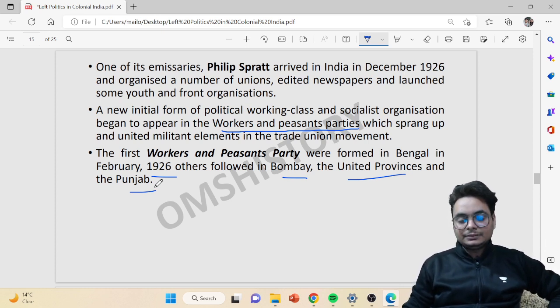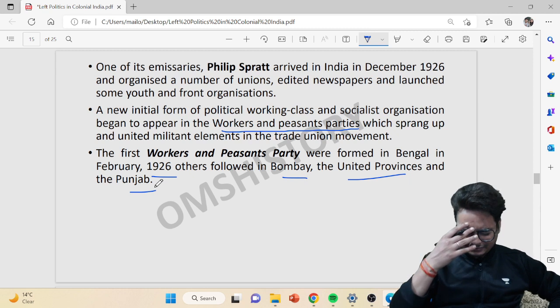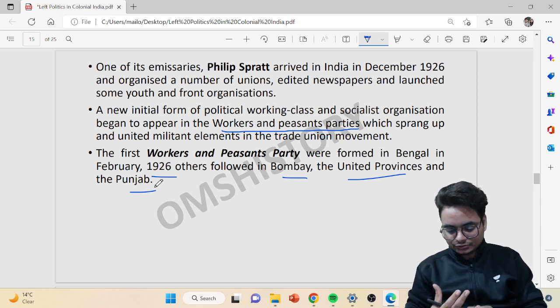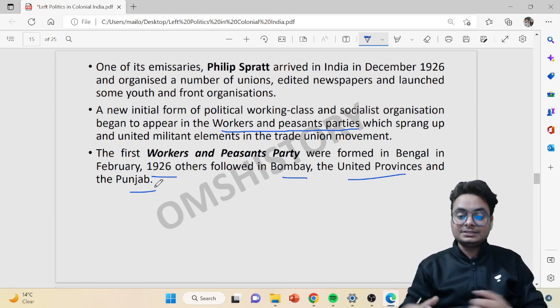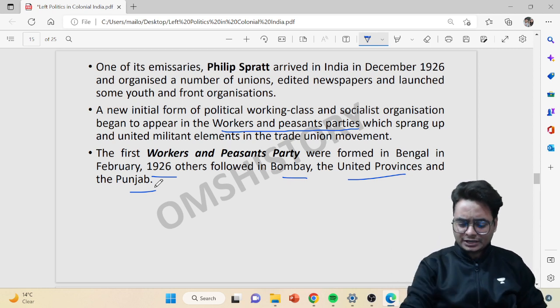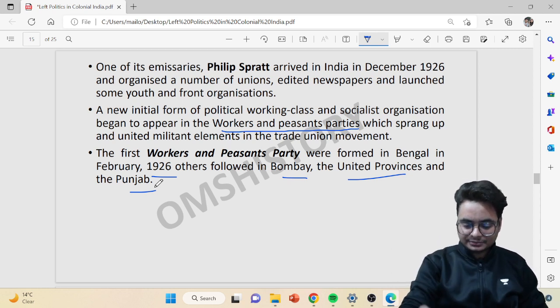In fact, you might have heard about one magazine called Kirti Kisan, or like, I'm forgetting the name of the magazine. Actually, it's not Kirti Kisan. I'll let you guys know in the next session what the magazine was. But for that magazine, even Bhagat Singh used to write articles. And if you guys remember the name, please write in the comment below.